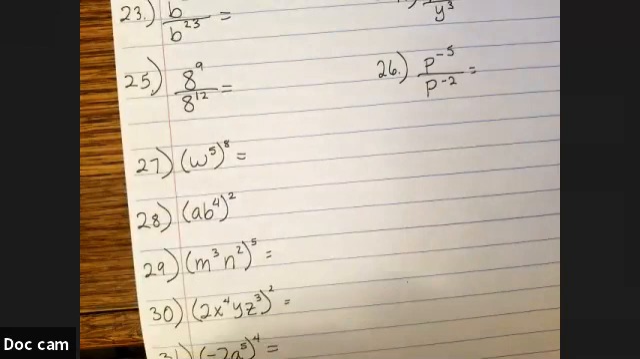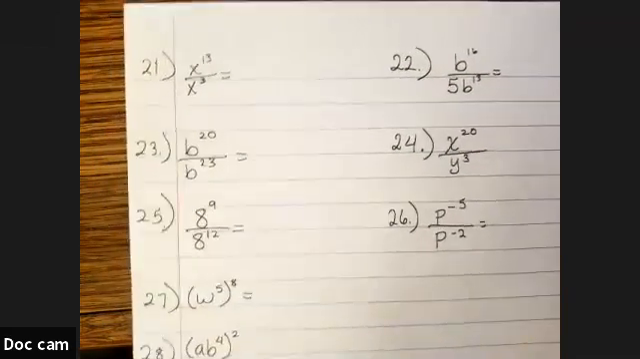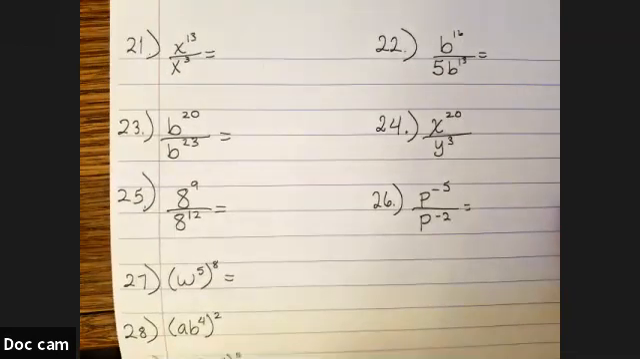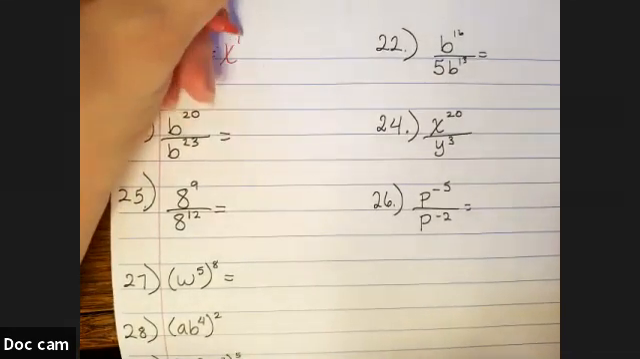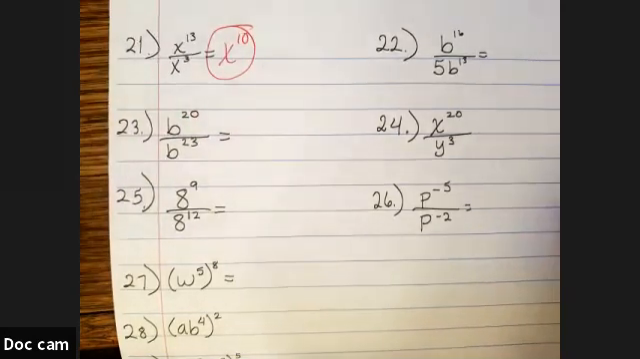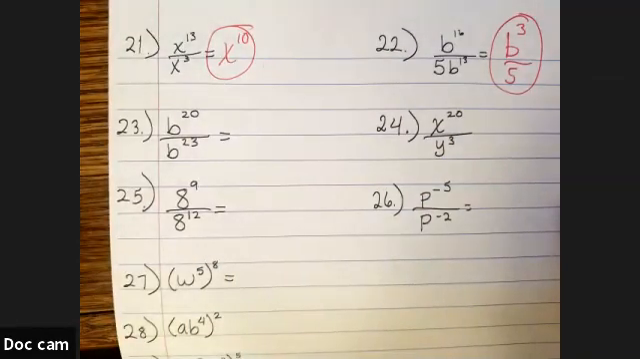Okay, let's see. So number 21 is just subtracting the exponents. 13 minus 3 is 10, so that's x to the 10. Number 22, it's pretty much the same thing. 16 minus 13 is 3, so that's going to be b to the third power, and then that 5 is just going to stay there on the denominator. So b cubed over 5 is the answer for that one.